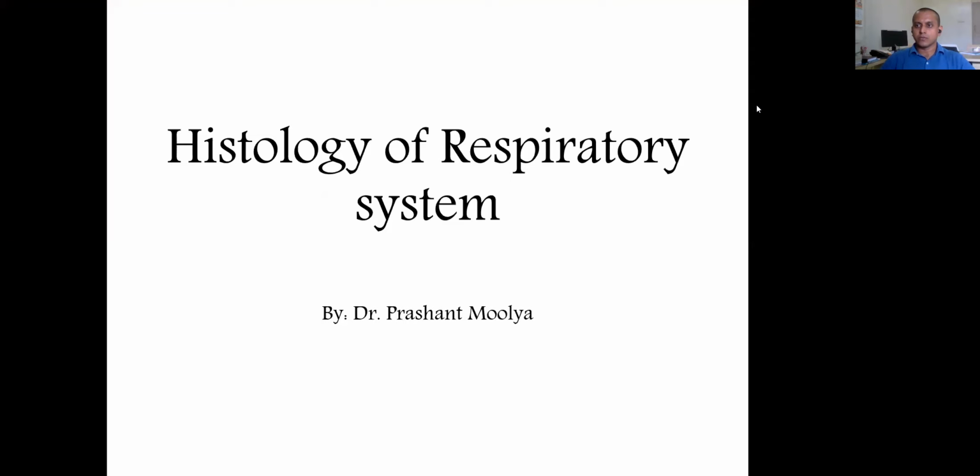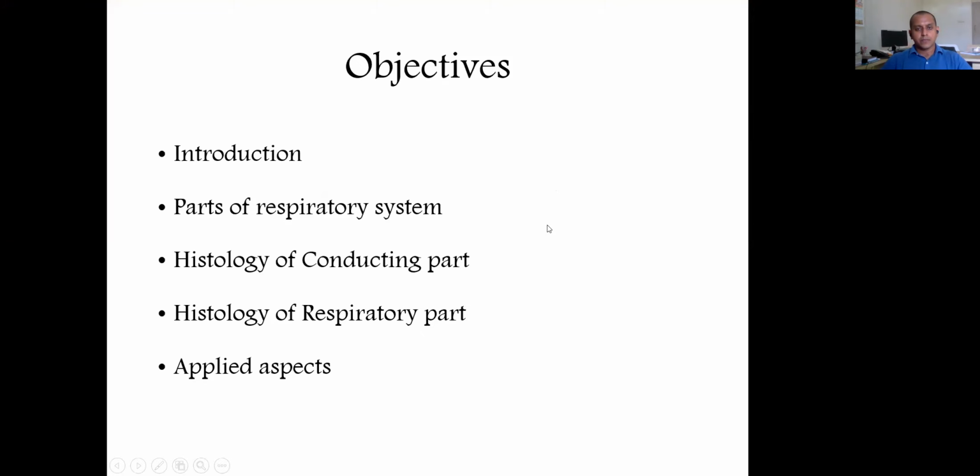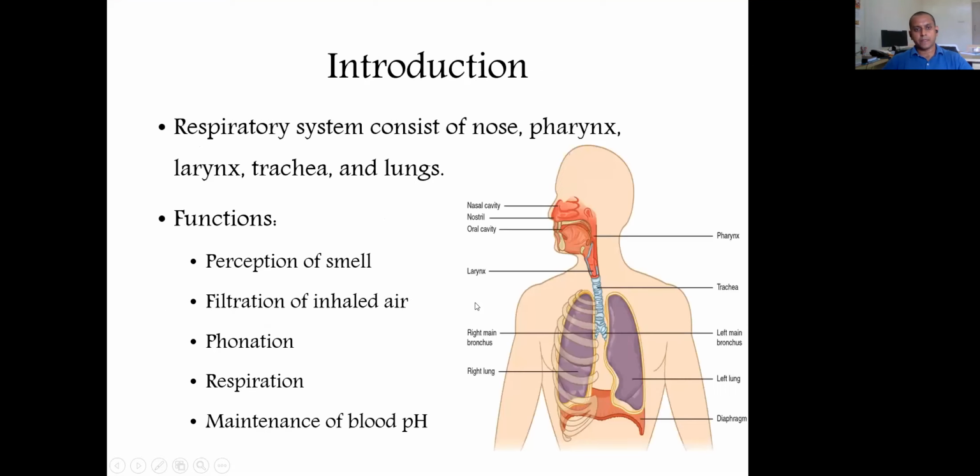Hello. So today we are dealing with the histology of the respiratory system. We will be studying this under the following headings. We'll see the introduction, and we'll go with the parts of the respiratory system, and then we'll see the histology of the conducting part, the respiratory part, and finally the applied aspects.